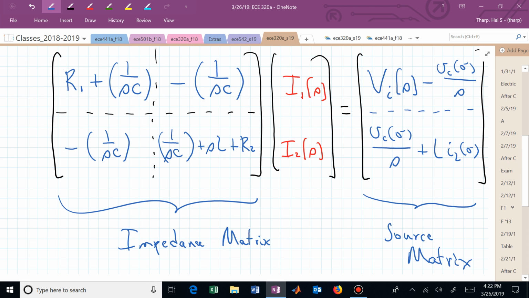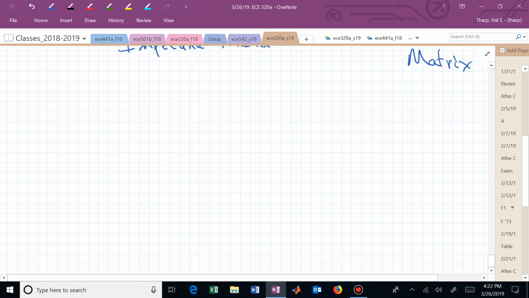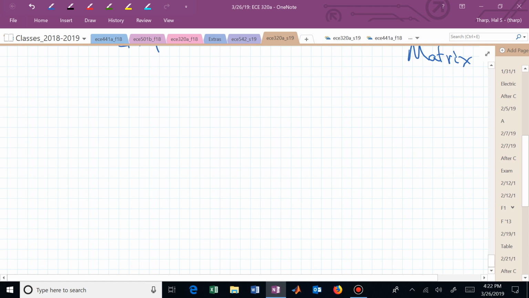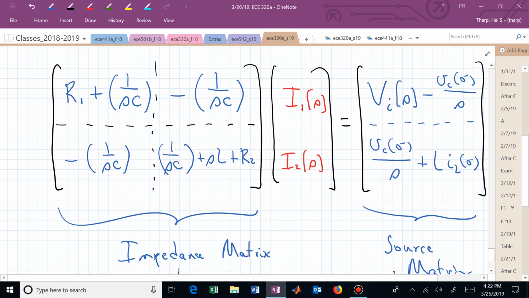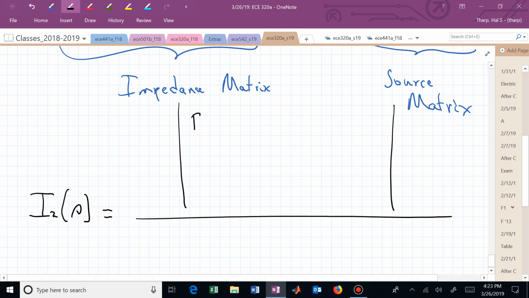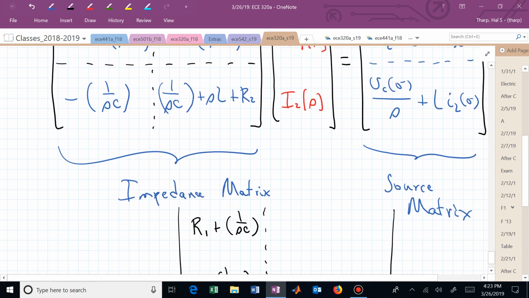Let me write down what I tried to just say. Cramer's rule would be, for solving for I sub 2, we now have the top, and that's what I'm going to say are these vertical bars, the determinant. The first column is just the first column in the Z matrix. That's R1 plus 1 over SC. And then it was minus 1 over SC downstairs, or in the second row of that first column.